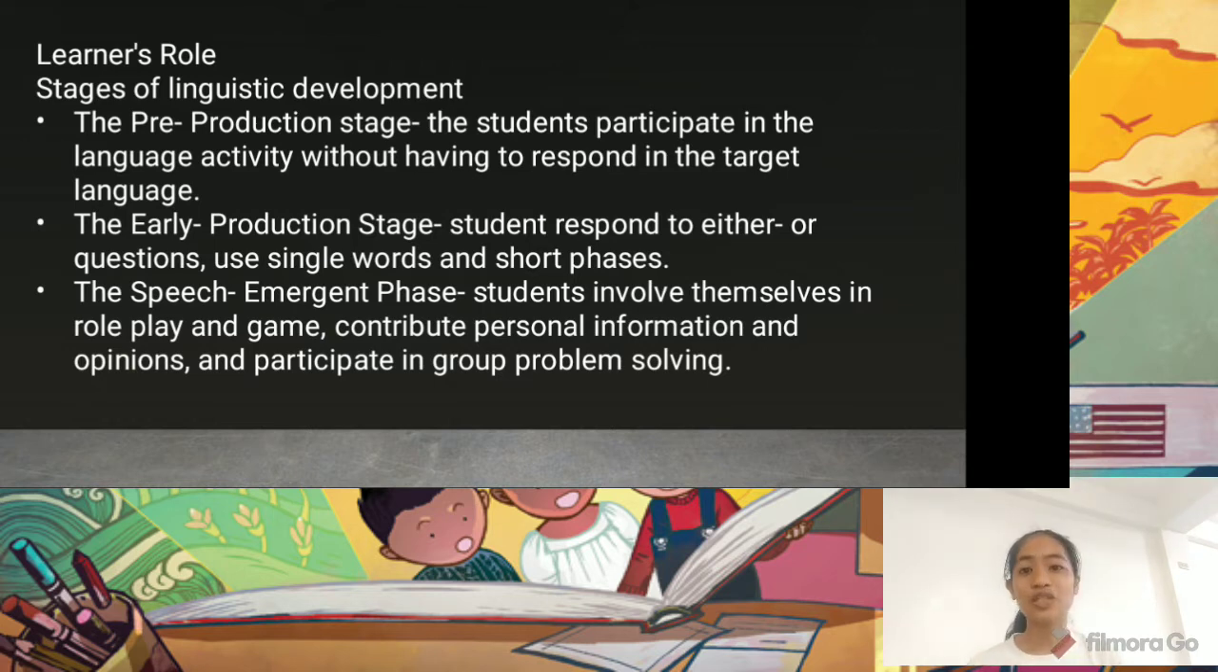Last but not the least is the speech emergent phase. This is the last stage of linguistic development. Here the students involve themselves in role plays and games. They are also trying to contribute personal information and opinions, and they are trying to participate in group problem solving. Unlike the two mentioned stages, they are not just using simple words, but they are trying to apply all of the knowledge that they had from their acquisition and learning.